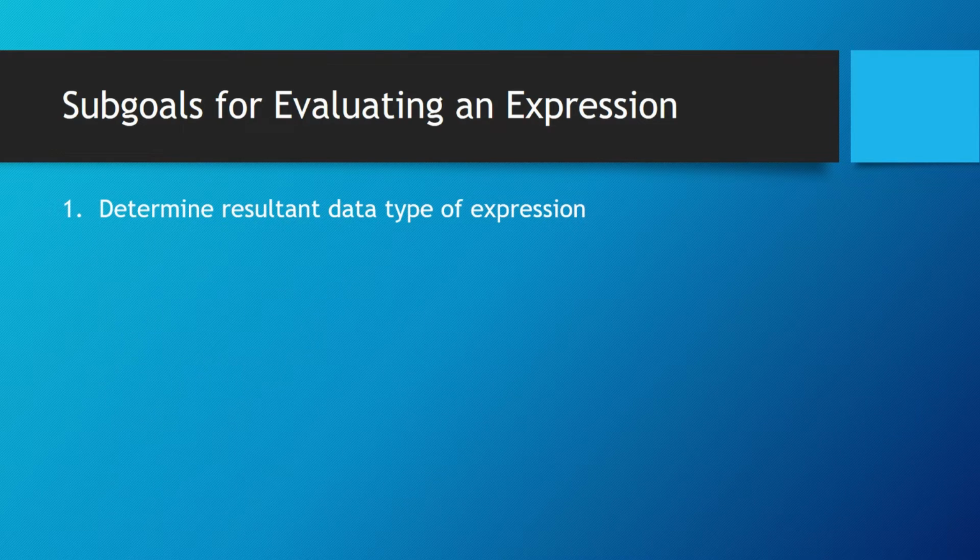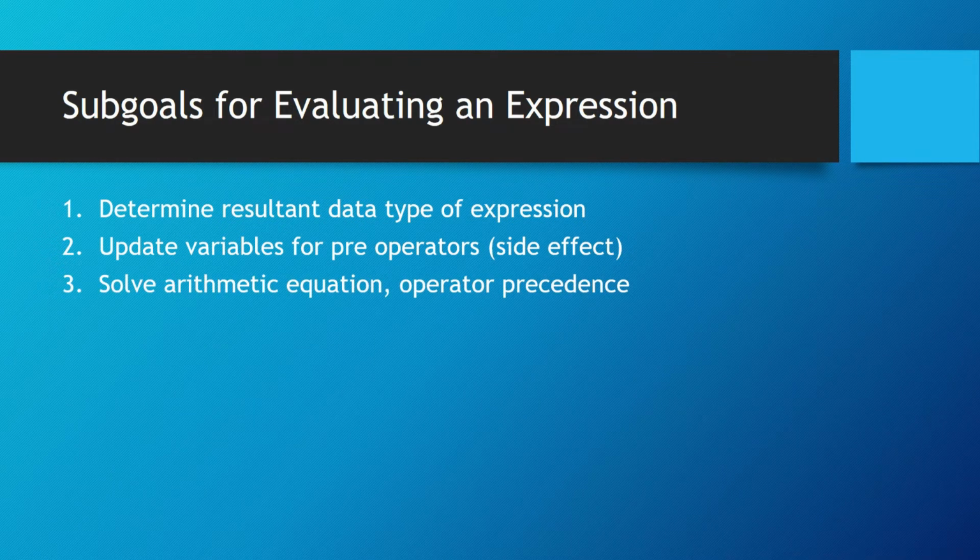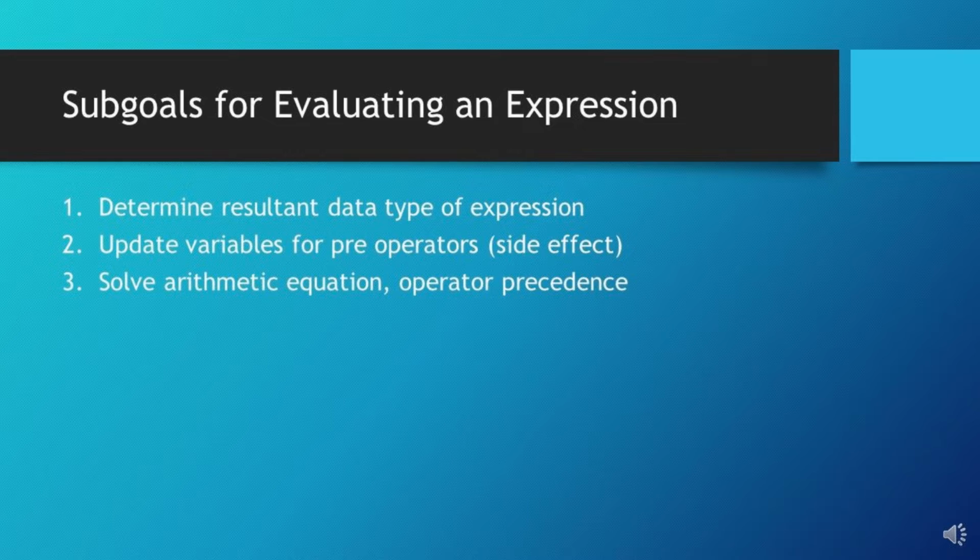The first subgoal is to determine the resultant data type of the expression. The second subgoal is to update the variables for any pre-operators, noting any side effects. The third subgoal is to solve the arithmetic equation using operator precedence. In other words, determine the value of the expression.